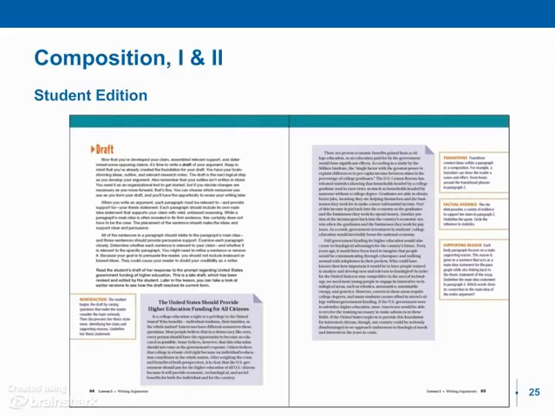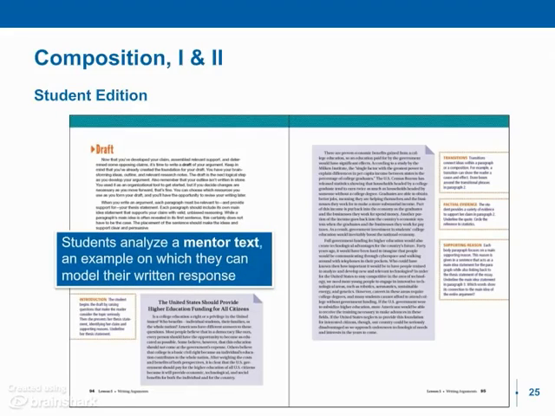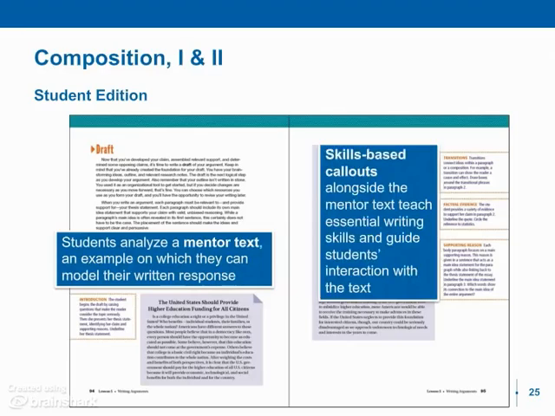Students will begin to apply the same writing skills they have observed in the mentor text to an individual writing assignment. Skills-based callouts are placed alongside the mentor text to teach essential writing skills and guide the students' interaction with the mentor text. Students will work with the same writing prompt throughout the lesson for comprehensive practice in the writing process.